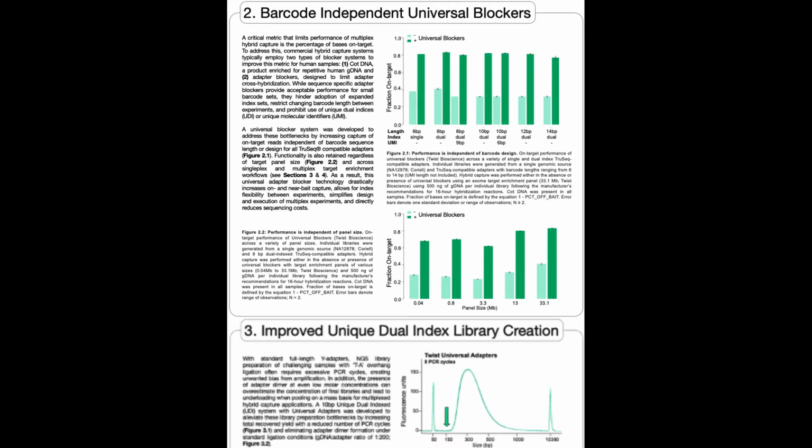Now, it's important to note that the fraction on-target performance can be driven by panel design. In this study, a number of these panels were first pass at the time and not fully optimized for performance. However, it's really clear compared to the negative control here that Twist universal blockers provide a dramatic increase in the number of on-target bases.